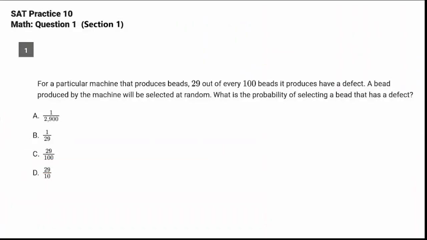We're on SAT Practice Test 10, Math Section 1, Question 1. What do we know about the first 8 questions of Section 1? They're incredibly easy, so this level of difficulty here is incredibly easy.